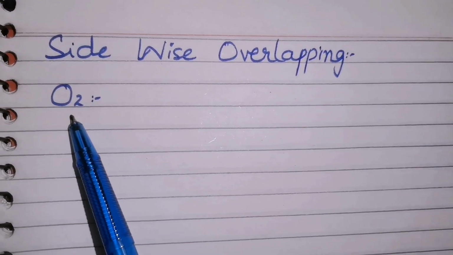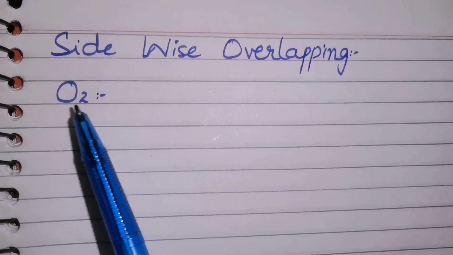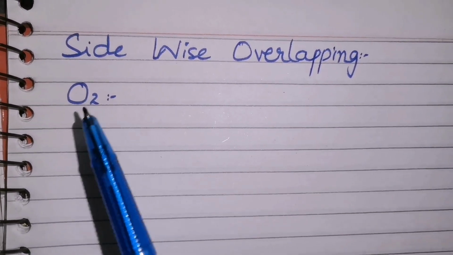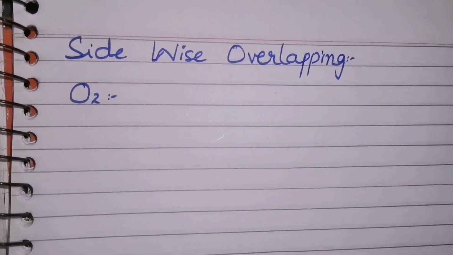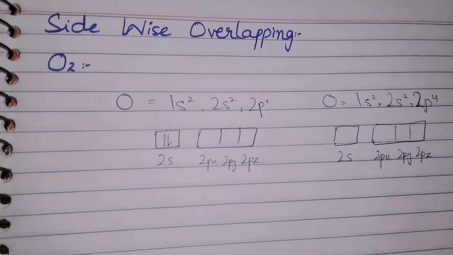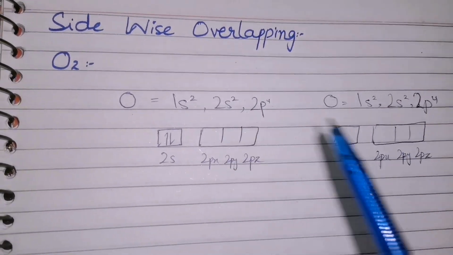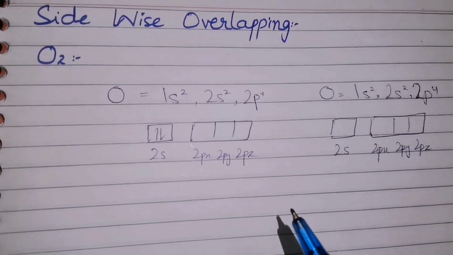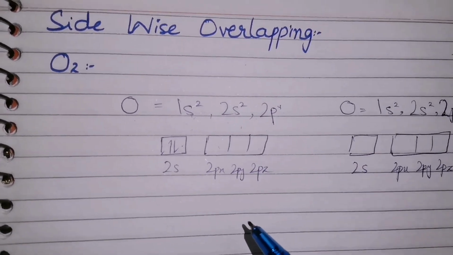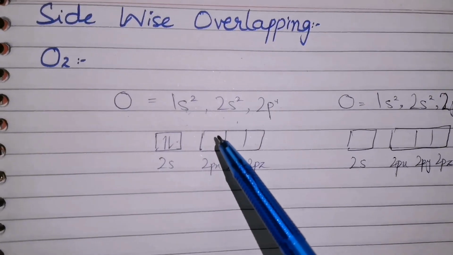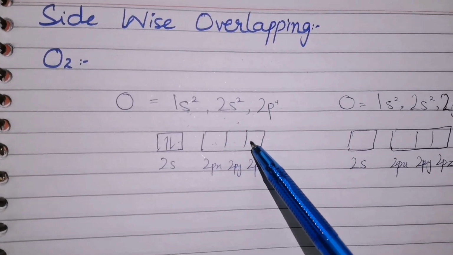Now we will study the other type, that is the sidewise overlapping. The first example that I am going to take is of the oxygen molecule. How many oxygens are there? 2 oxygens. So we will write the electronic configuration for both the oxygens. Now here what I have done, I have written the electronic configuration of both the oxygens. I have filled the electrons in the 2s and then I will fill in the 2p. First, how will we fill? We will fill 1 electron in each.